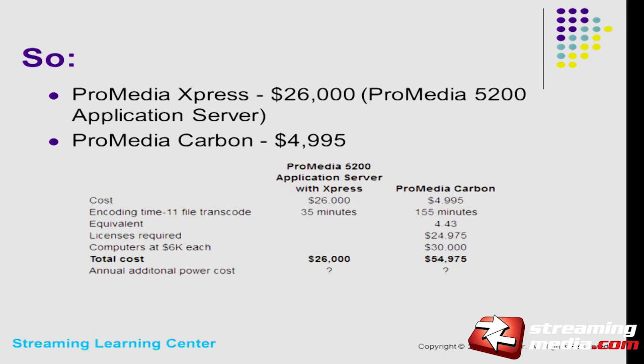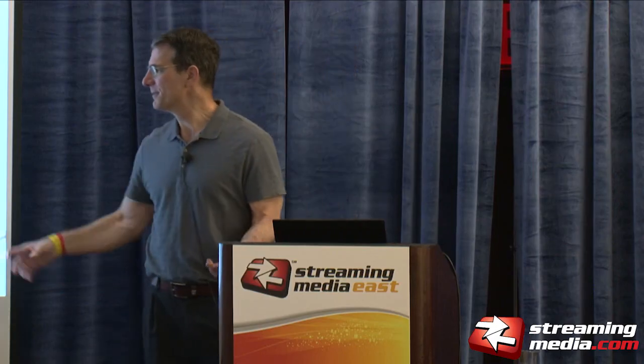Well, this produces in 155 minutes what ProMedia Express produces in 35 minutes. So you need 5 of these, because you can't buy 0.4 of any system. You need 5 of these to produce the same throughput as that. That's going to cost you $25,000 in software alone. And if you spend $6,000 on hardware for each system, that's another $30,000. So it's $54,000 for the software alternative just to get the same throughput.